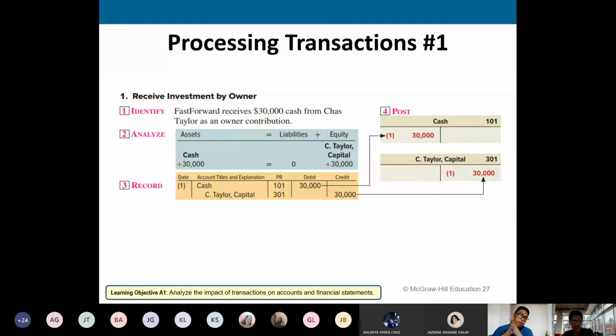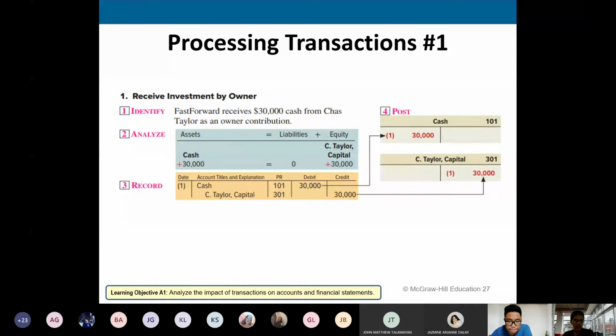The owner is Chas Taylor, tama? Anong tawag natin sa principle na yun? That there's a specific identity between the owner and the business itself. It's the economic entity po, or business entity principle. Tama ba?